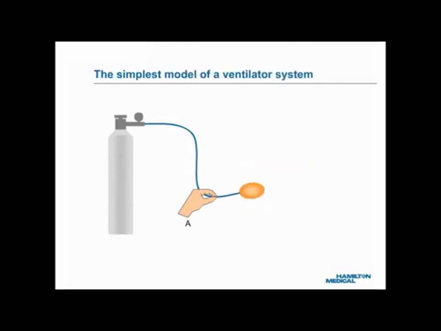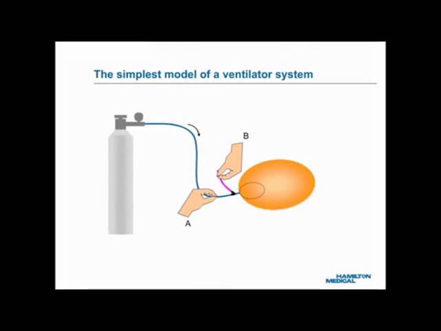Now let's add three more elements: second tube, shown in pink, Y piece, and second controlling hand, B. After the balloon inflation system is modified as shown, can you see that we have built a very simple but fully functioning model of an IPPV ventilator system? Balloon inflation. If hand A opens the blue tube and hand B closes the pink tube simultaneously, the tube pressure becomes higher than the balloon pressure.